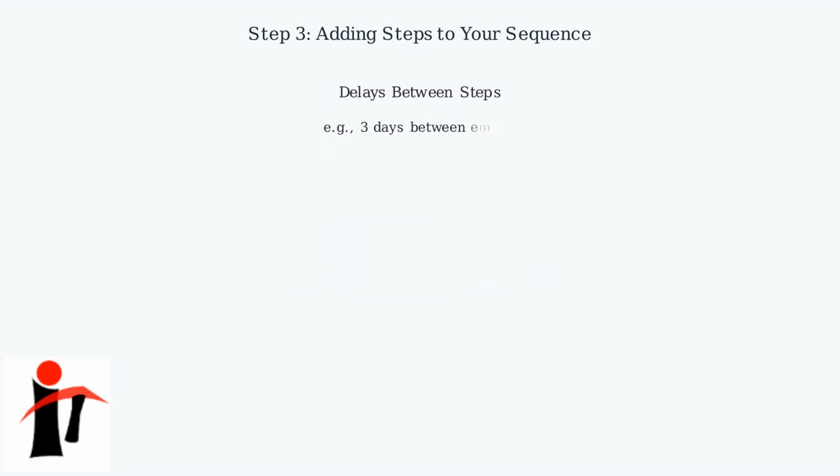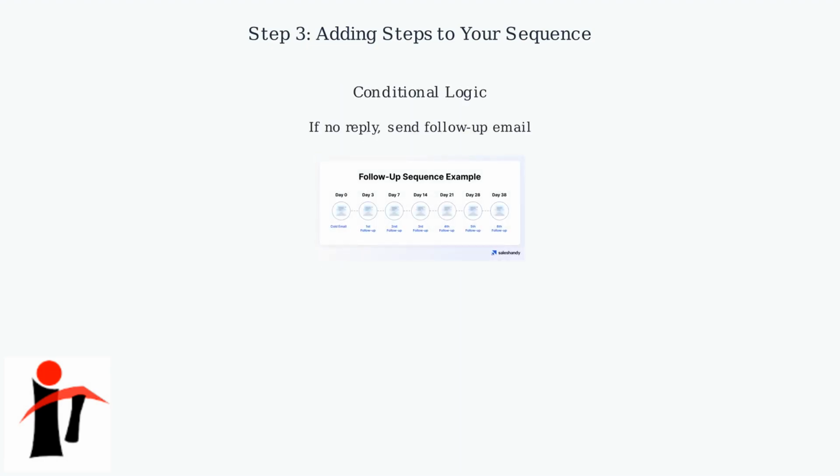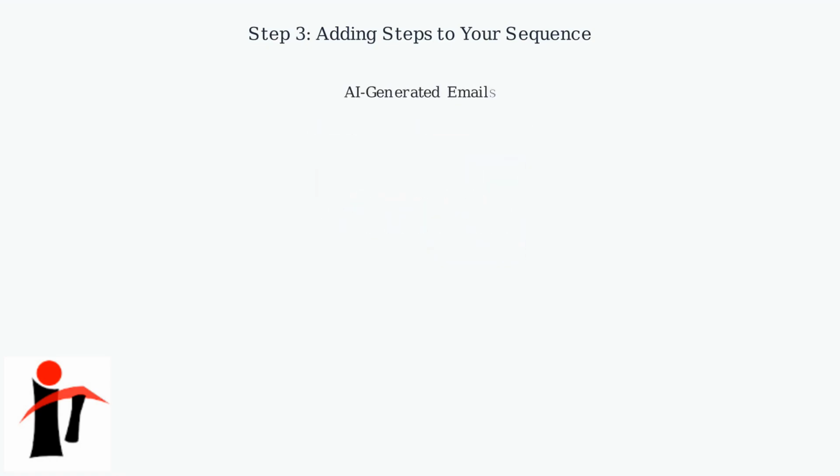Incorporate delays between steps to give prospects time to respond. For example, wait 3 days before sending a follow-up email. Add conditional logic to your sequence. For example, if there's no reply to the initial email, automatically send a follow-up message. Consider using AI-generated emails to improve response rates. AI can help create more effective subject lines and content tailored to your prospects.